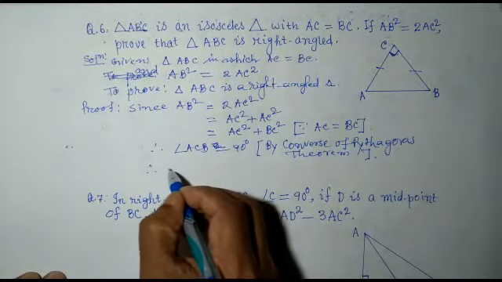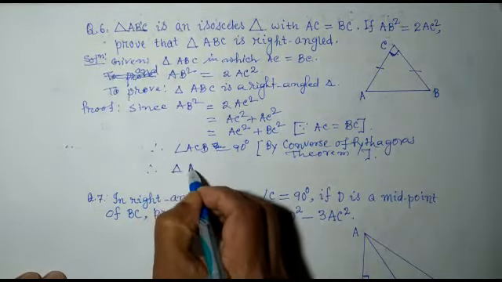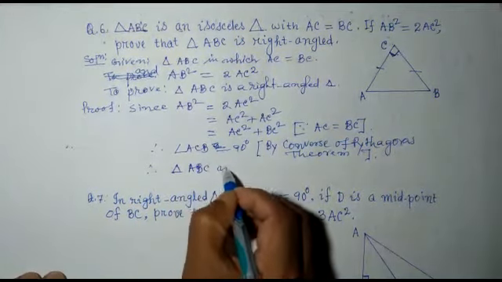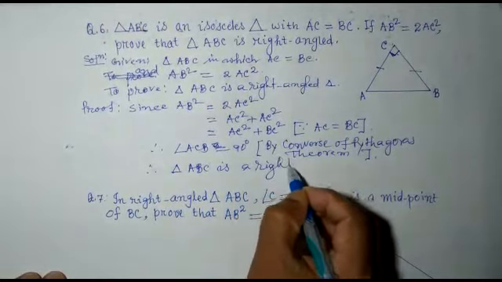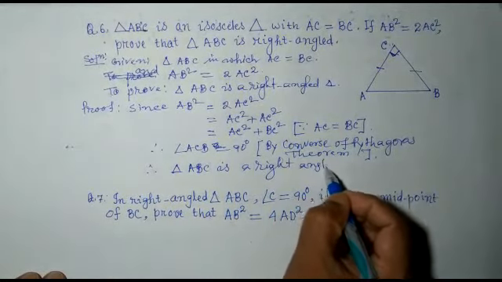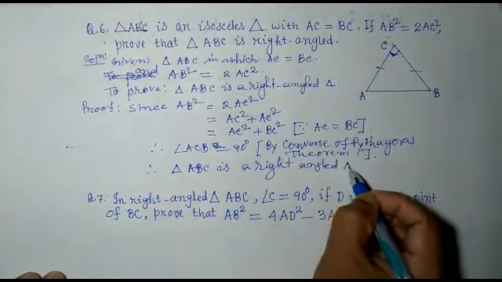So we can write, therefore, triangle ABC is a right angled triangle. So our proof is finished.